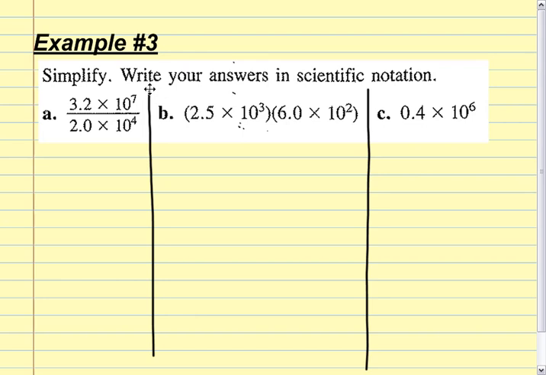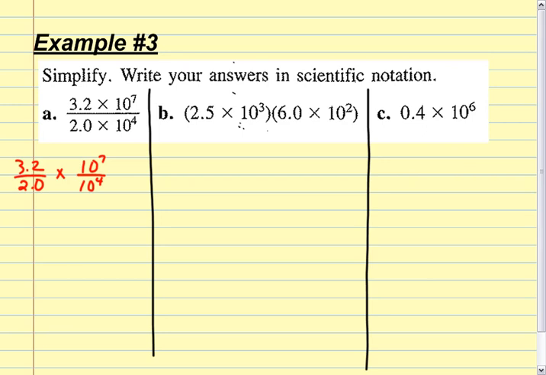Well, we do, but here's the thing, Bella. I want to think about this as actually two separate fractions. You have your calculator with you, so I want you to use it. So think about this as 3.2 over 2.0, right? Times 10 to the 7th over 10 to the 4th. Now, Bella, I think we can do something with this.